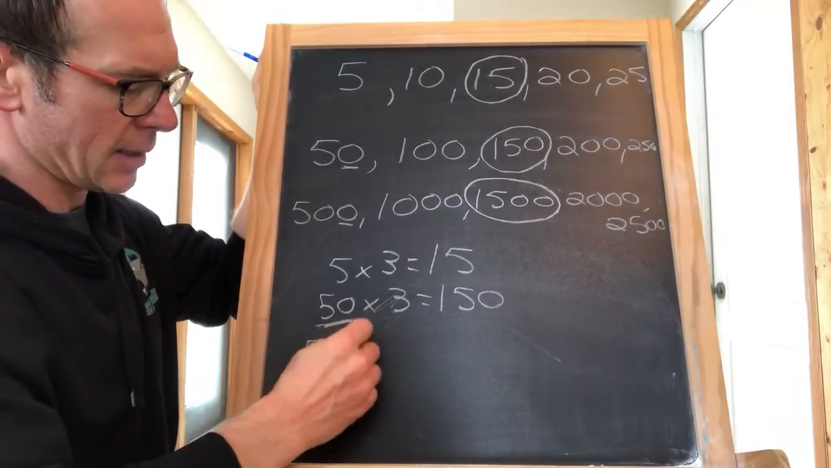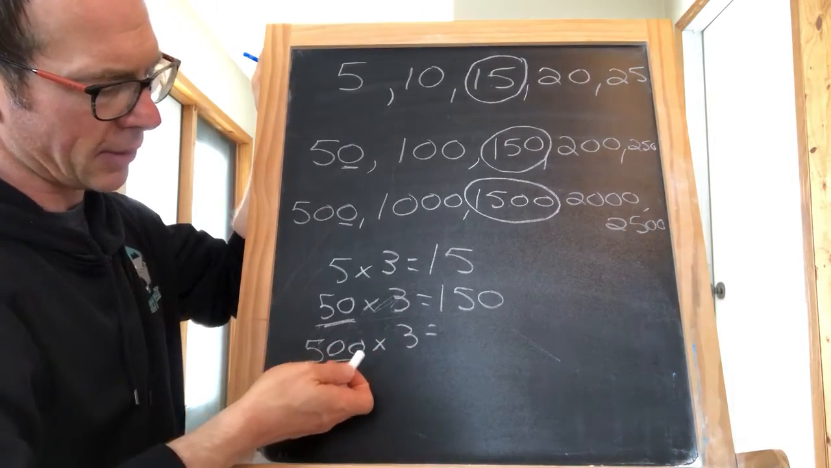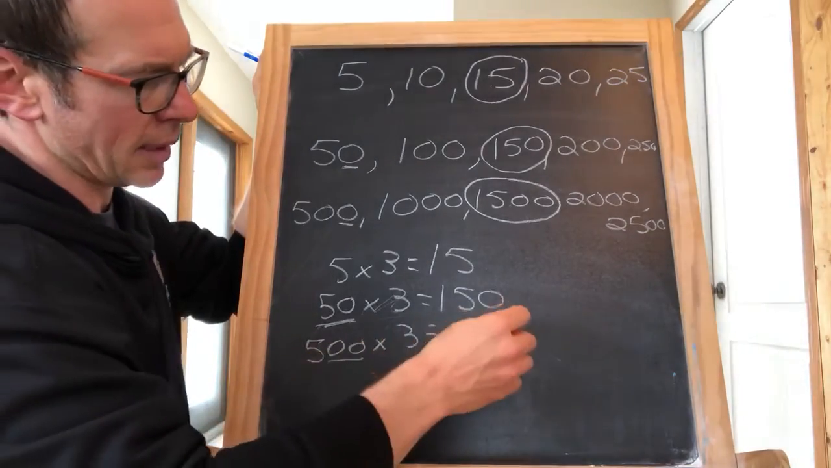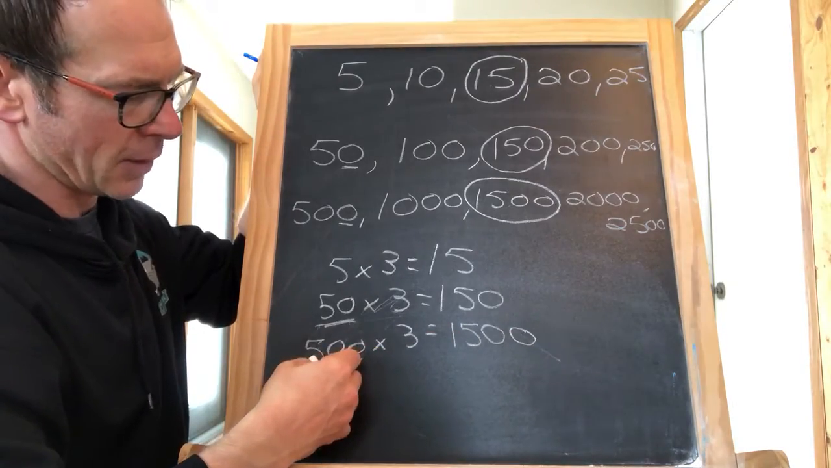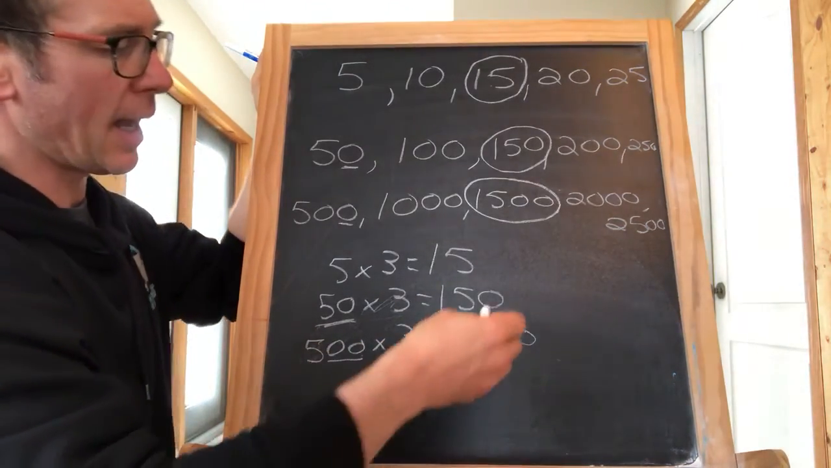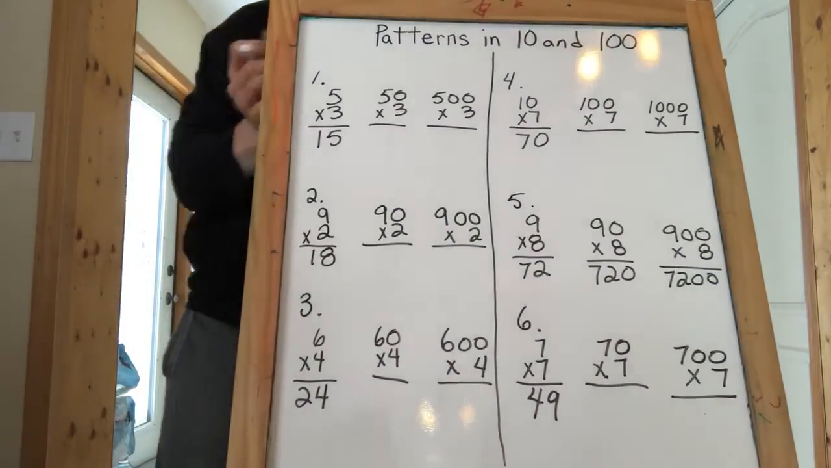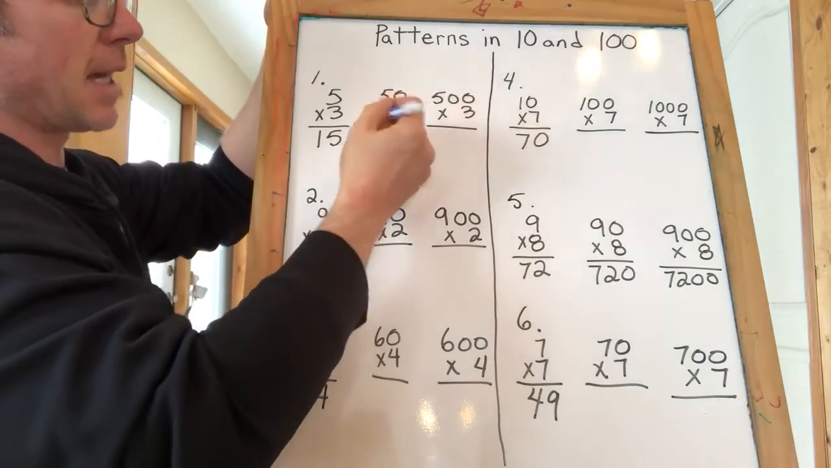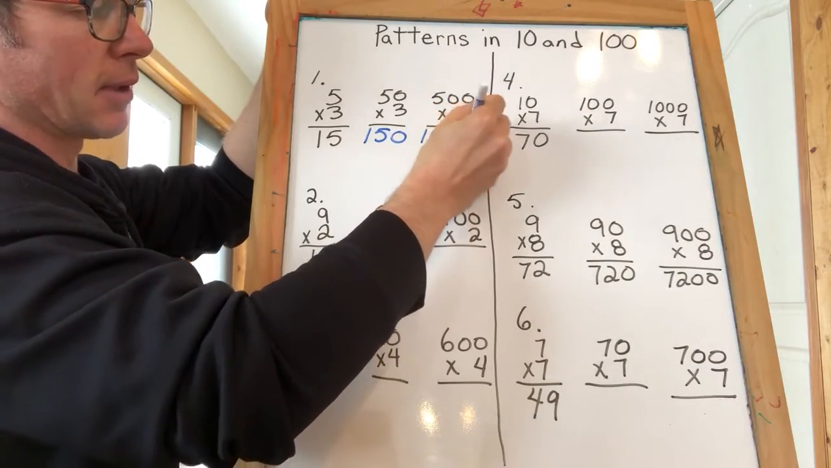If we go 500 times 3, once again, we don't need to know 500 times 3. As long as we know 5 times 3 is 15, we're going to end up with the same amount of zeros as was put on the 5. So it's a pattern we can work with, and it helps us a great deal when we get into bigger multiplication. So on the page that we had, we would say, 5 times 3 is 15, 50 times 3 is 150, and 500 times 3 is 1,500.